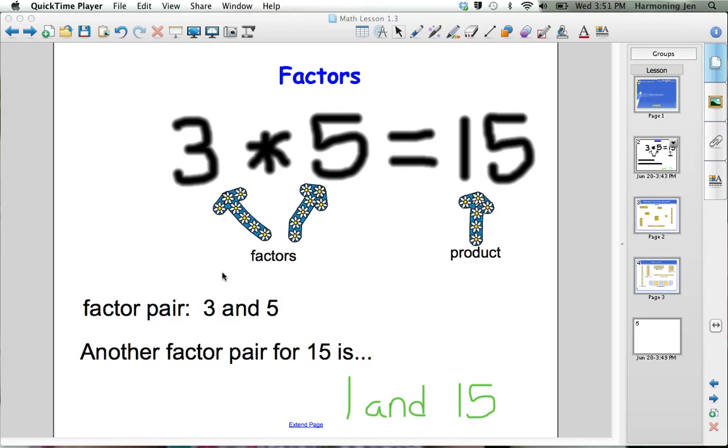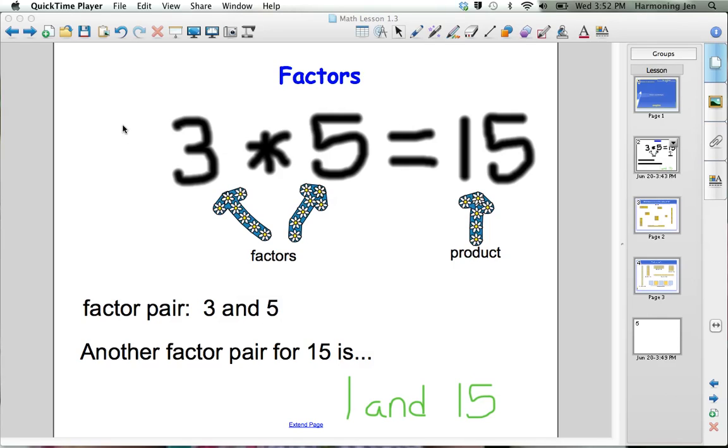And when we have two factors that, when they are multiplied together, equal a particular product, those two factors are called a factor pair. In this case, 3 and 5 are a factor pair for the number 15. Another factor pair for 15 is 1 and 15, because if we take 1 times 15, we will get the product of 15.